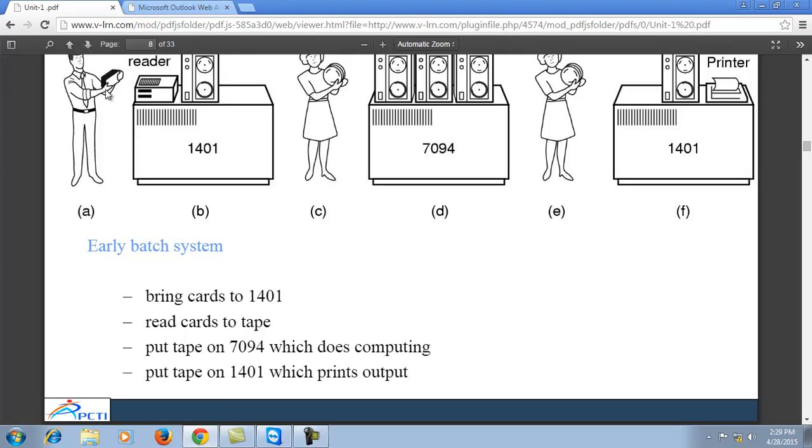1401 data is in cards that will be inserted into the card reader and converted into disk form. Read card to tape, and then these tapes will be generated in a number of storing devices and a number of copies. Then we are getting a number of disks, and these disks are used for generating the physical hard copy printouts, like 7094 which does computing, calculating, and put tape on 1401 which prints output like this. It generates the physical outputs or physical copy for us.